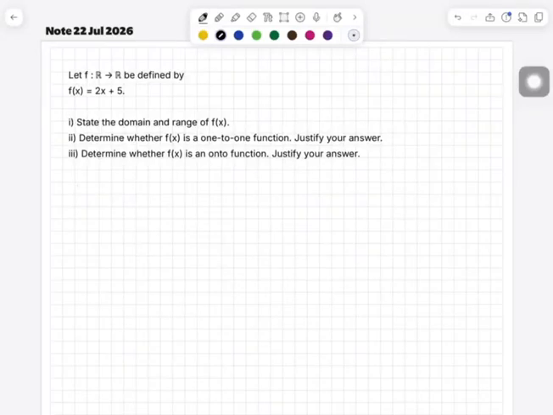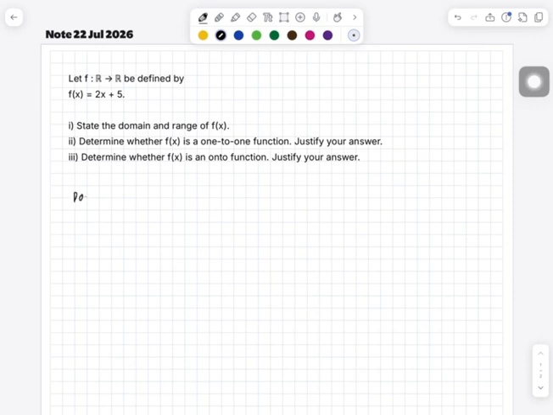Hello everyone, today I will explain the topic of plane and one-to-one functions. The question states, let f from the set of real numbers to the set of real numbers be a function defined by f of x equals 2x plus 5. In this video, I will determine the domain and range, then determine whether the function is one-to-one and onto.